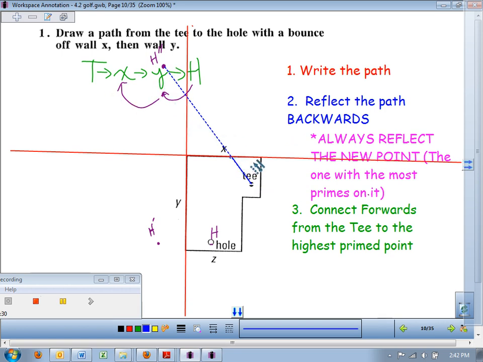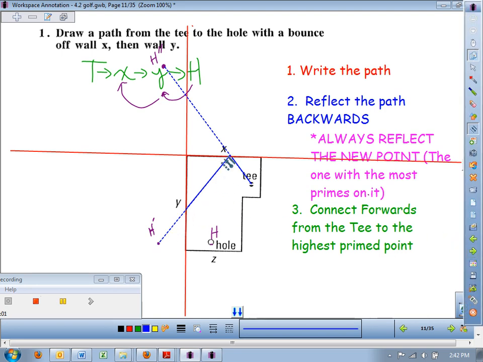And then, would you believe that the golf ball has gone from the tee to boom, right there. It hit the wall X. At this point, it's going to bounce off this wall. And mathematically, it is going to bounce this direction, right towards the next prime point, that direction. So when you make this segment, again, solid on the inside, imaginary on the outside. Go ahead and get that done.